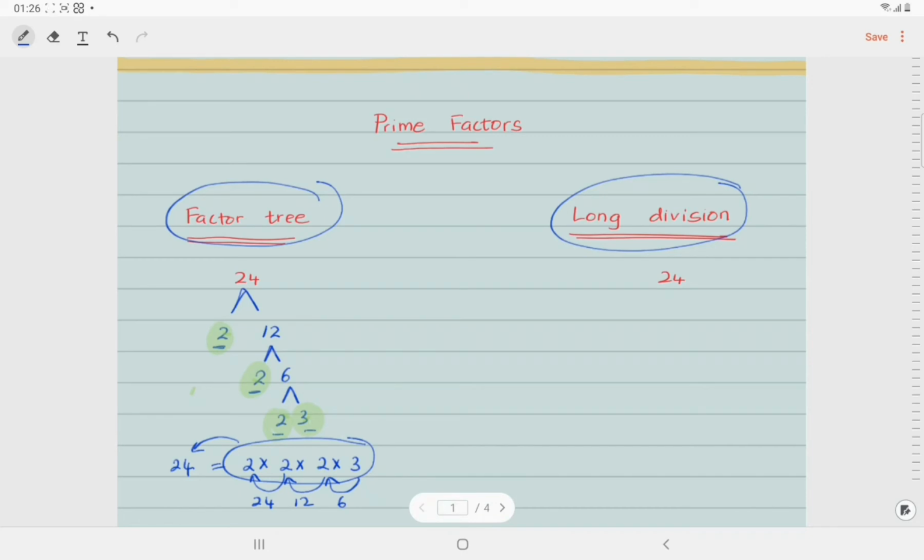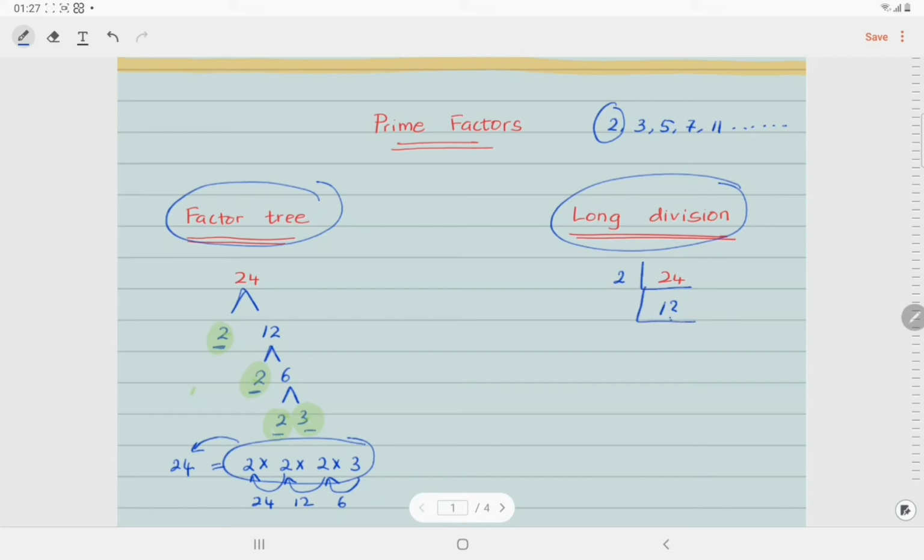So let's move on to the second method, long division. In long division, starting from the smallest prime number, we are going to divide this particular number. So we know that 2, 3, 5, 7, 11 are the prime numbers. Keep that in your mind when you are performing the long division. So the lowest prime number by which we can divide 24 is 2. So I'm going to divide it by 2. My answer would be 12.